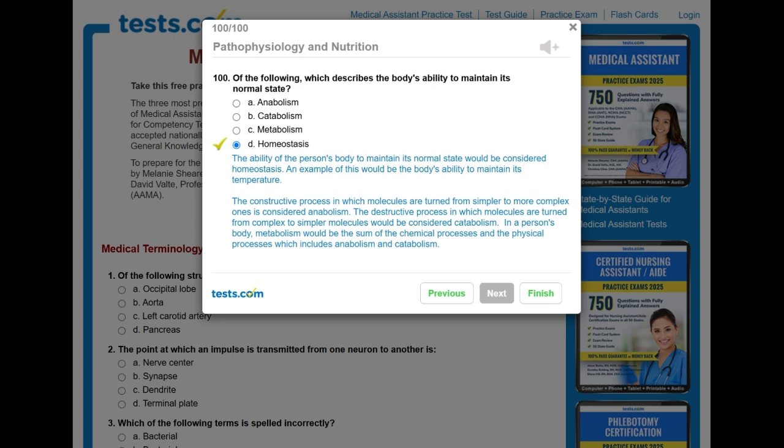The constructive process in which molecules are turned from simpler to more complex ones is considered anabolism. The destructive process in which molecules are turned from complex to simpler molecules would be considered catabolism. In a person's body, metabolism would be the sum of the chemical processes and the physical processes, which includes anabolism and catabolism.